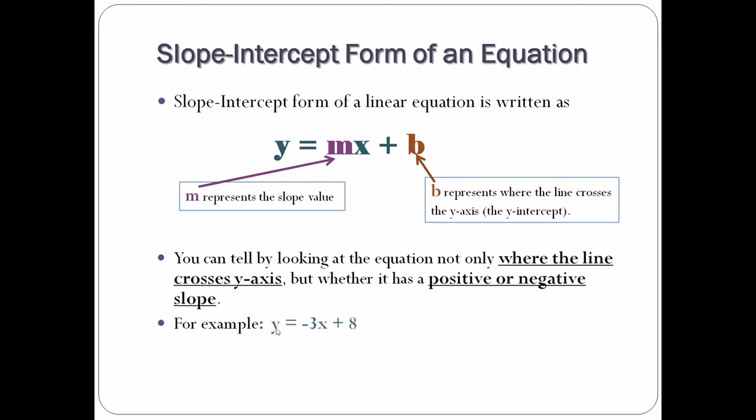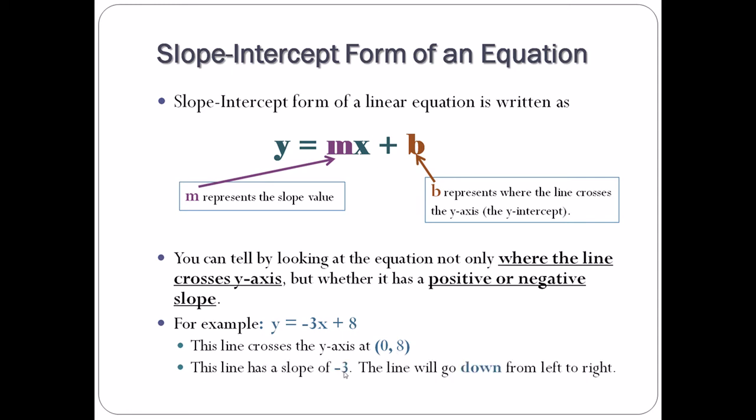So for example, if I have y equals negative 3x plus 8, I know the line crosses at 0, 8. Why? Because that's where the b is at, and it's a positive 8. So in that location, what we call a constant, which means it's a number not next to a variable, that's going to be my y-intercept. The slope is going to be negative 3. Why? Because that's the number next to x. It's called the coefficient of x. And this means it goes down from left to right because that's a negative. And that's what we learned about slope last time: if the slope is negative, your line's going down from left to right, just like you're reading a book.